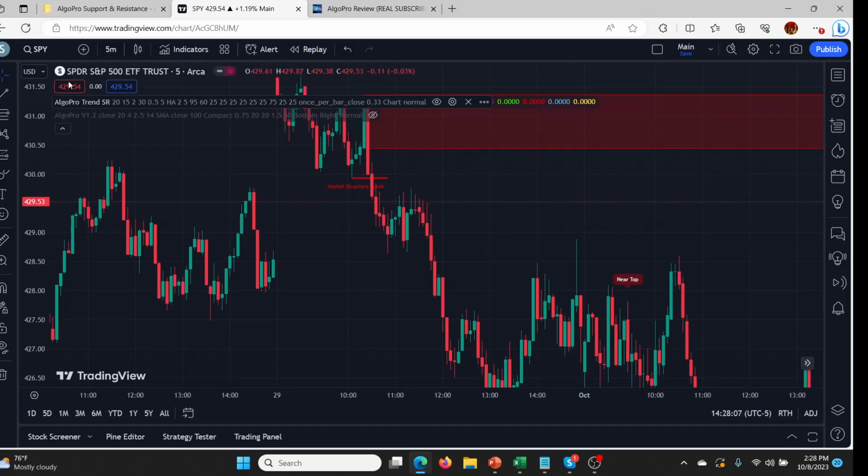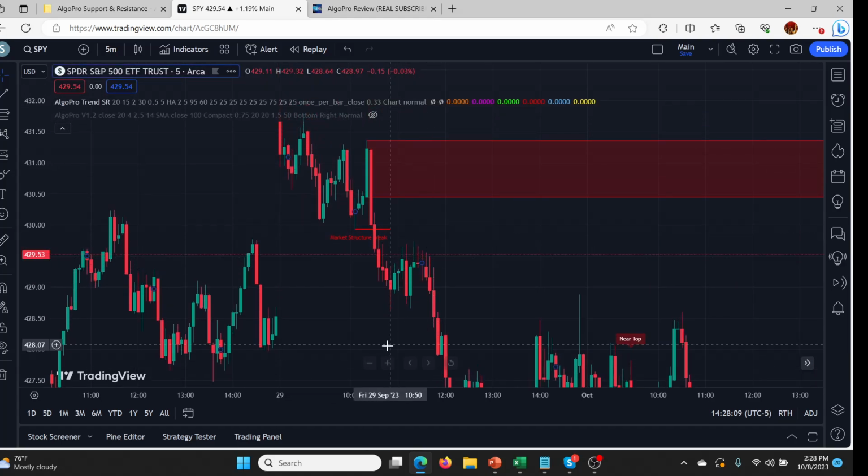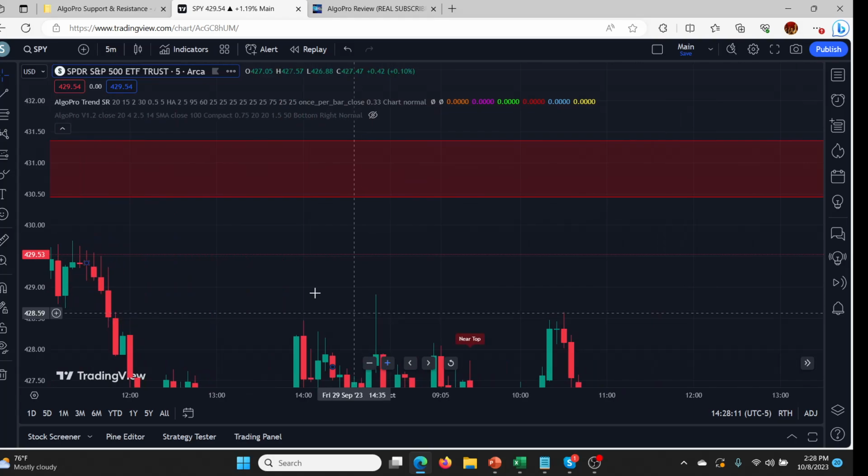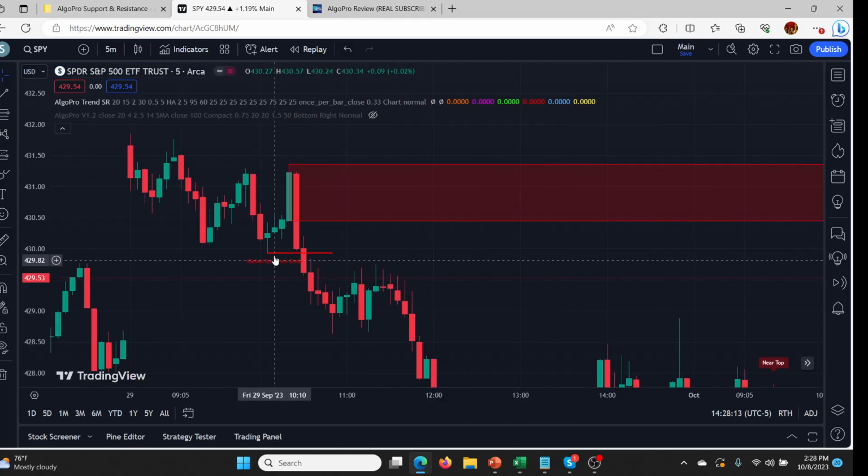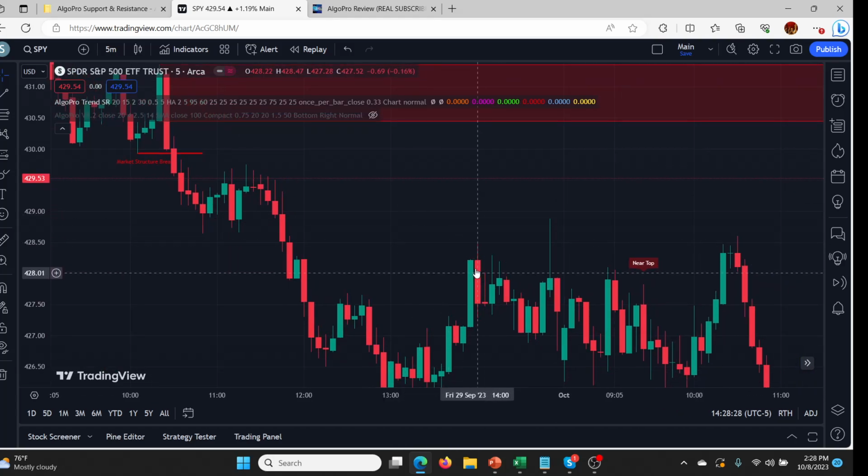So what will happen is that the system will basically put in lines. See this line here, this thin red line? It says market structure break. So basically, that's a support line that if it breaks, the chances of more downside is quite high. And you can see that's exactly what happened. We actually trended all the way down.